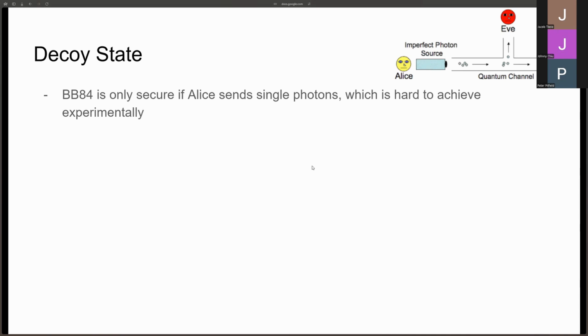BB84 is only secure if Alice sends single photons, which is hard to achieve experimentally. It is prone to simple photon splitting attacks, where if you send multiple photon sources, Eve can take one of the photons without Bob knowing, and then she can obtain the key.